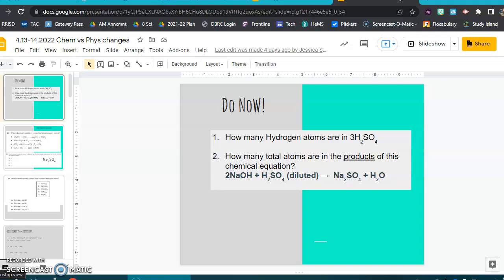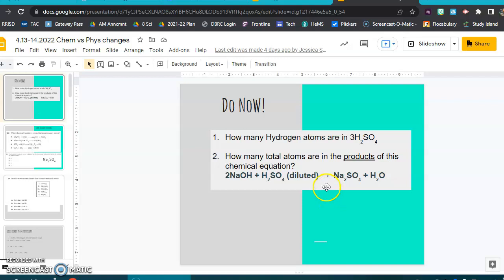Here's our do now. How many hydrogen atoms are there in 3H2SO4? So right now we're only concerned with the hydrogen right here, and so 3, because that's the coefficient, we multiply times everything, but I only multiply times the 2 here for the subscript, so 3 times 2 is 6.